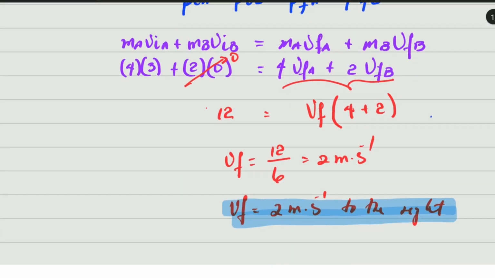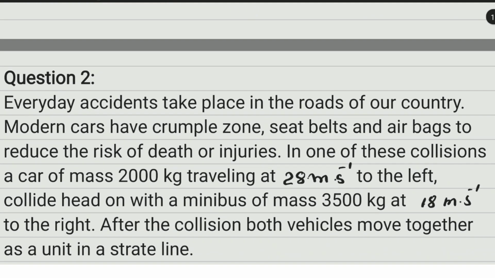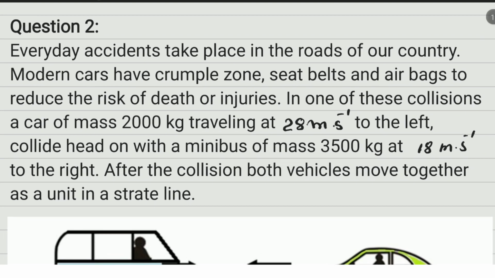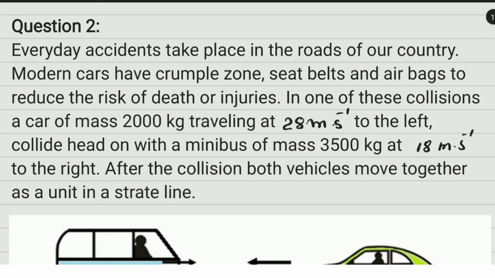Let's go and look at the second question. Remember, we're only going to do 2 questions in this lesson. Question 2 said everyday accidents take place on the roads of our country. Modern cars have crumple zones, seat belts and airbags to reduce the risk of death or injury. When I did the lesson, you can go to that lesson and check how to explain the side of crumple zones and airbags and so on.